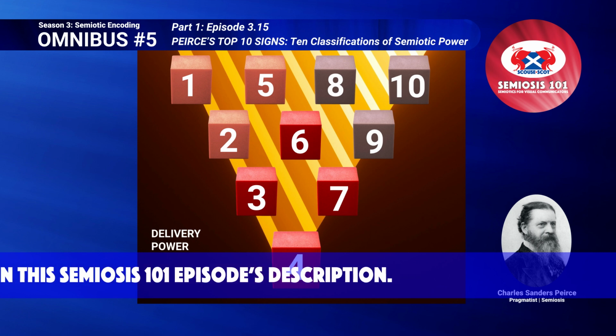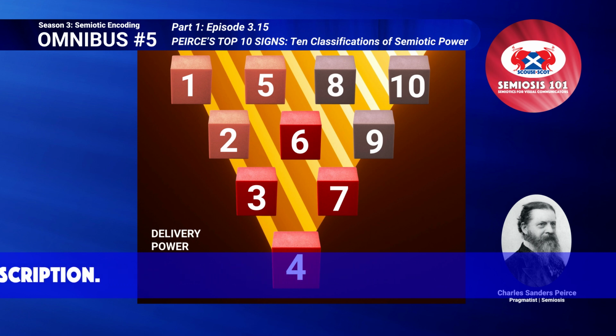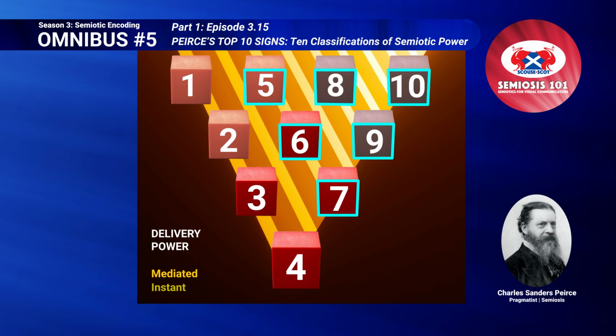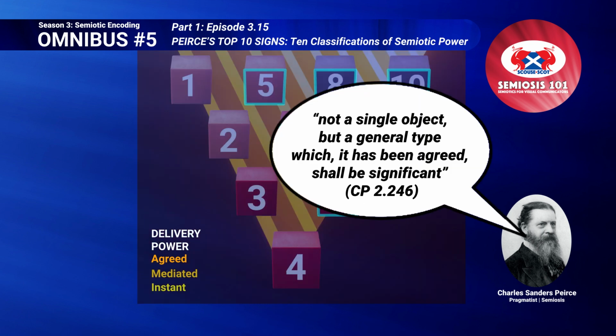PEIRCE'S inverted pyramid of 10 semiotic sign classes now show a different power level combination. As a quality that can be perceived as ephemerally meaning bearing, sign 1 is the only sign class that has an instant sign vehicle. The next sign vehicle level is mediated, and the sign classes that use this delivery power level are grouped together as a strip of sign classes 2, 3 and 4. This means that sign classes 5 to 10 are at the delivery power level of agreed. PEIRCE defines this highest delivery power level as not a single object, but a general type which, it has been agreed, shall be significant. Now we have mapped out the theory, let me answer the so what.